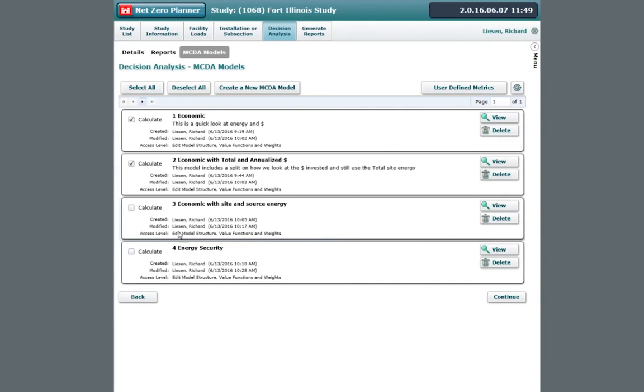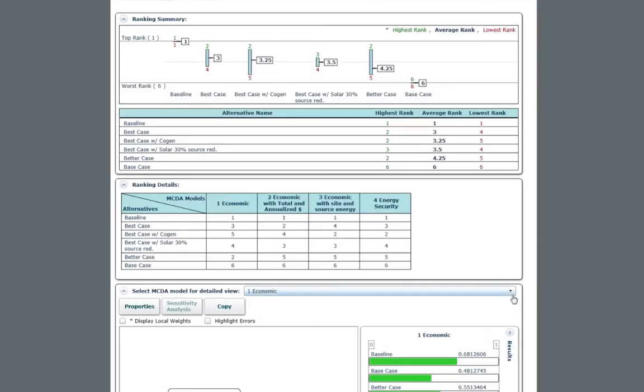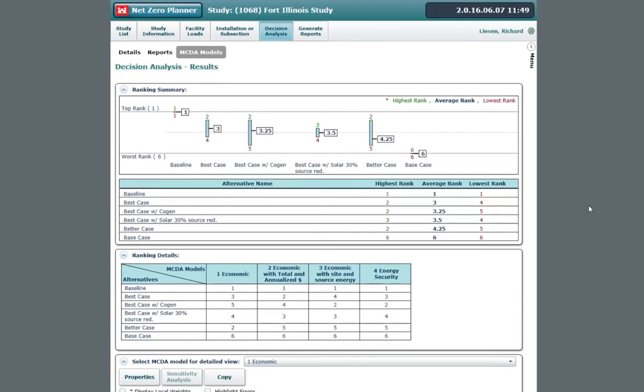So we're going to close this and save it. And then we're going to compare all of these models together just to get an idea of how all these compare together. And this gives us an even higher-level look at what we've done.